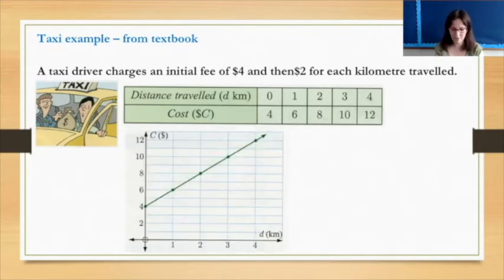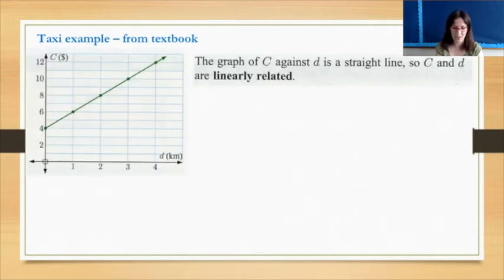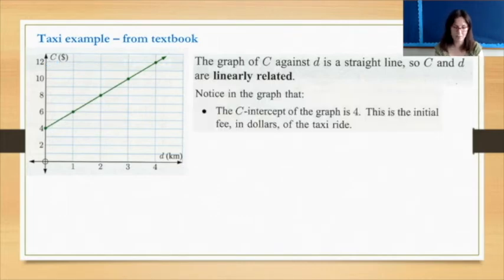Now, next, think about what that would look like as a graph. Our initial value is the y-intercept there, and that's $4 when we've travelled 0 kilometres. And they are in a straight line, so they are linearly related. Just a few points about those. The graph of C against D, C being the y-axis, is a straight line, so they are linearly related, as we said.